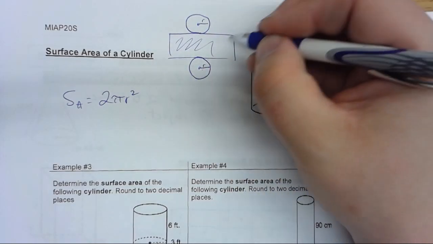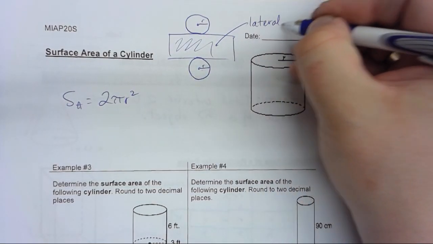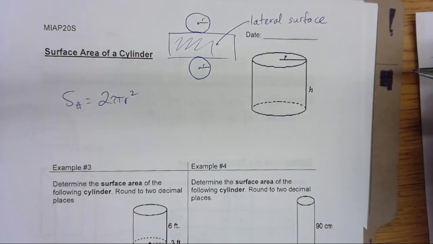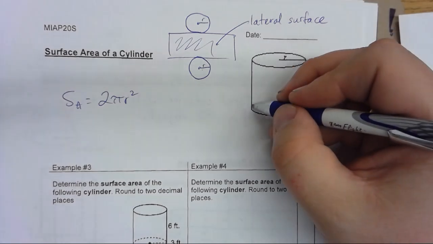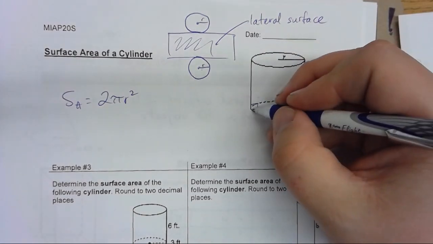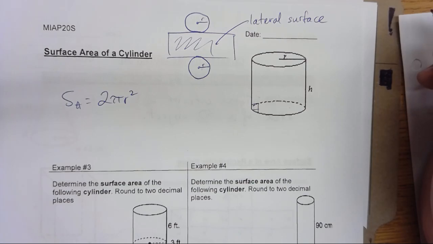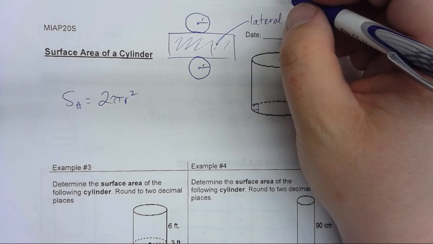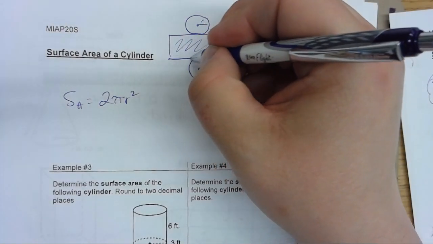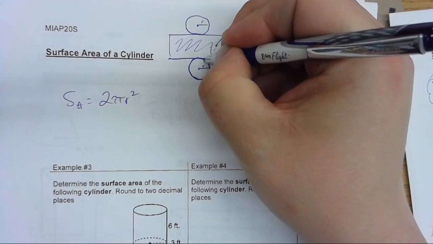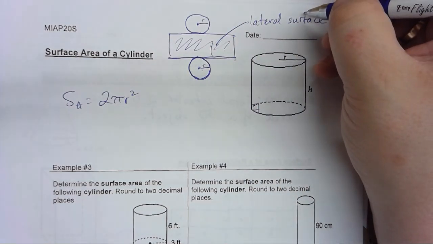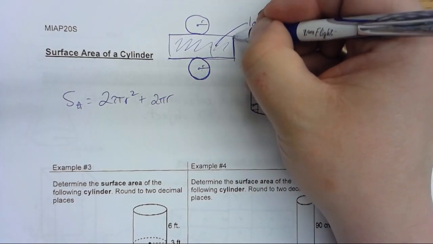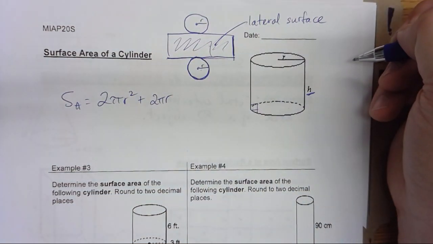This area here, though, we call the lateral surface because it's the surface that comes up laterally from the base that it's sitting on. And we can call this a right cylinder because it goes up at a straight 90-degree angle from the surface it's sitting on. So this lateral surface, well, it's a rectangle, and all rectangles are length times width. But think of it this way. This distance here is the same as the distance around the circle. And I should know that as circumference, which is 2 pi r. So that's my length. And my width is the height of the cylinder.